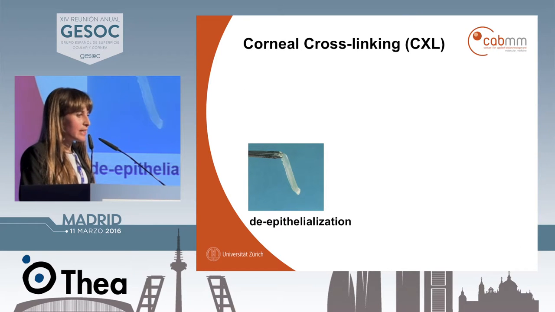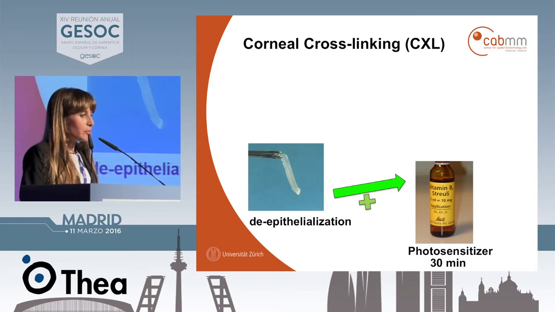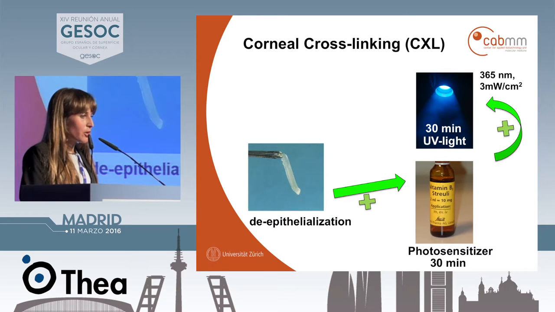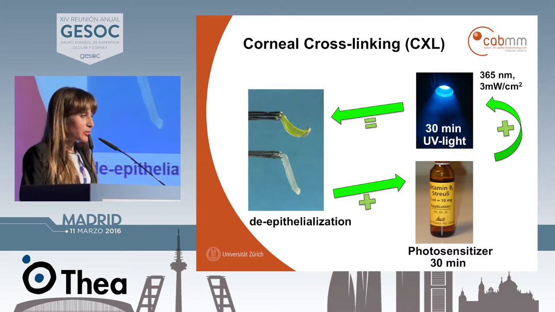So corneal cross-linking requires the following steps. First, the de-epithelialization in order to apply the photosensitizer during 30 minutes. Then this is followed by a 30-minute session of UVA irradiation at 3 milliwatt per square centimeter, and this results in a significant stiffening of the corneal tissue.